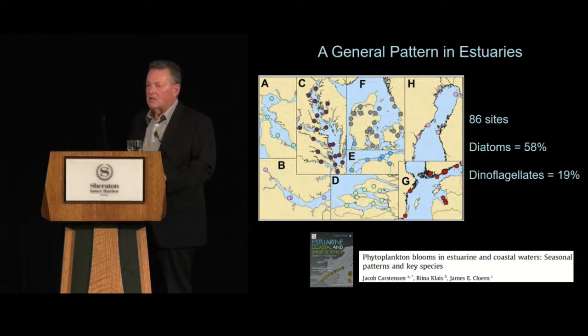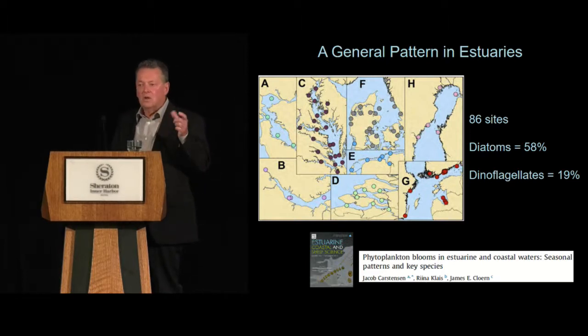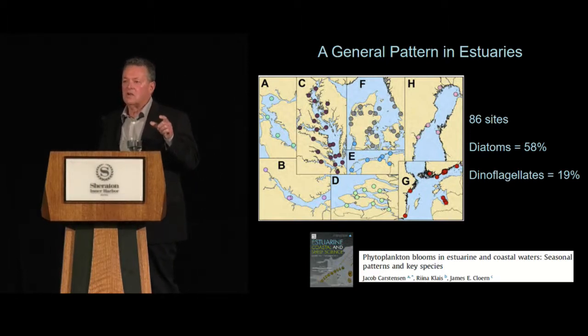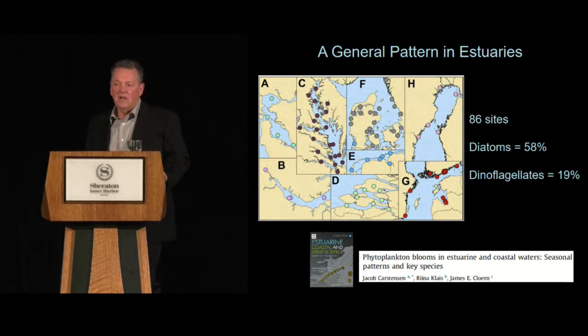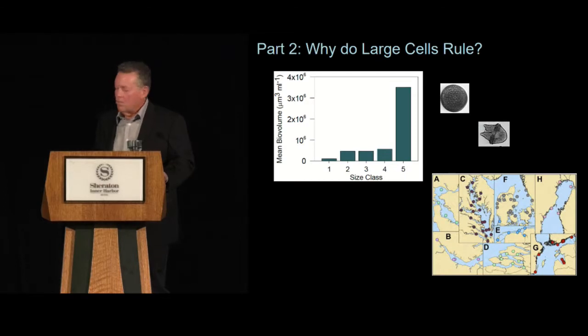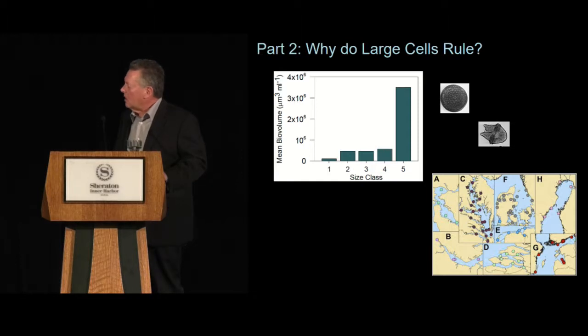And the net result of this analysis is that for these 86 coastal sites, these are high latitude or temperate zone sites at the land-sea interface, where nutrient concentrations at most are pretty high, diatoms made up 58% of the carbon biomass and dinoflagellates 19%. So this rule that large cells are dominant in these kinds of estuarine coastal habitats seems to be a general rule. It's not specific and unique to San Francisco Bay. So the question is why? What is it about these places that selects for large cells, and diatoms and dinoflagellates in particular?